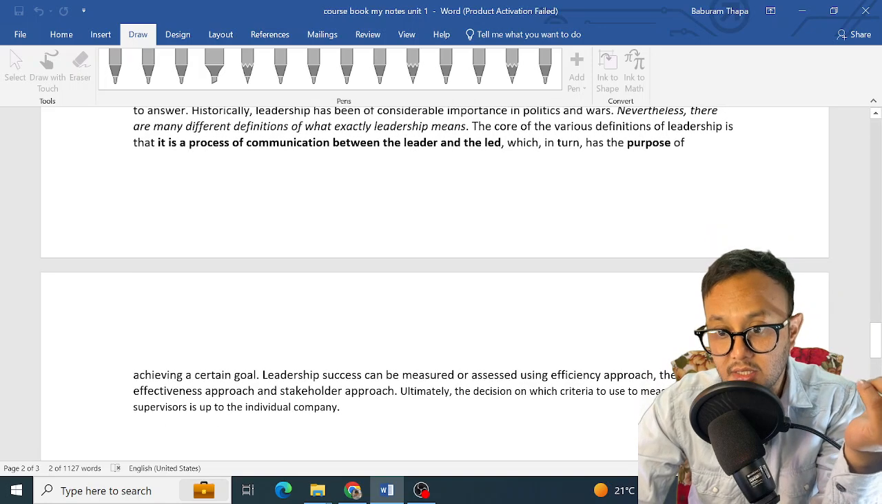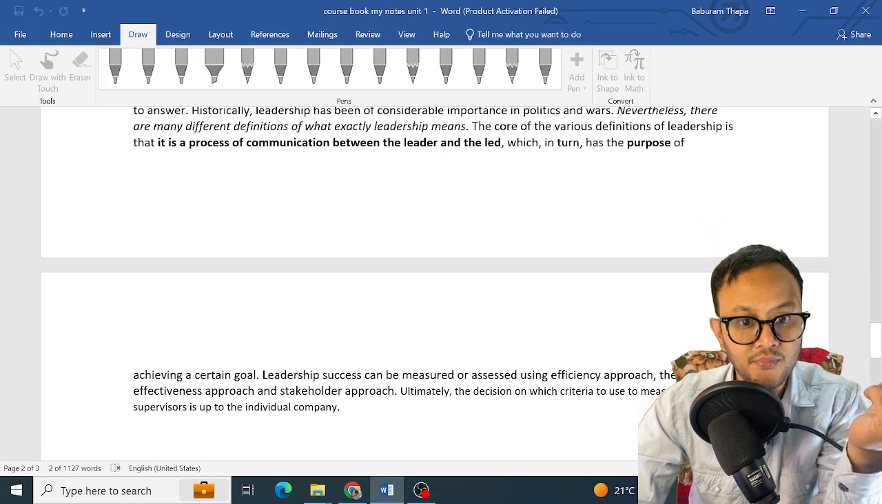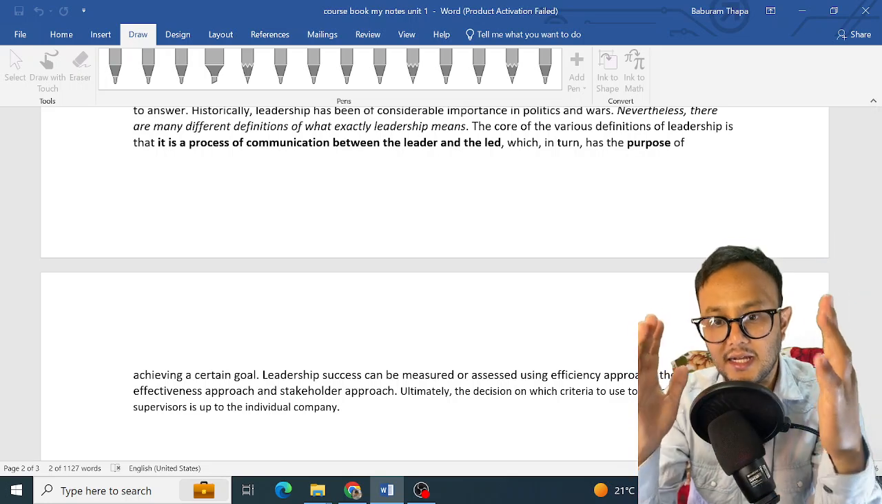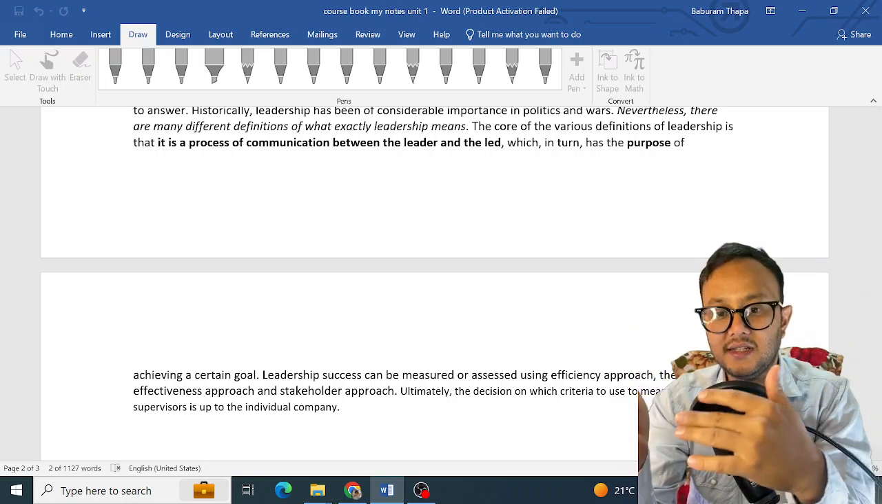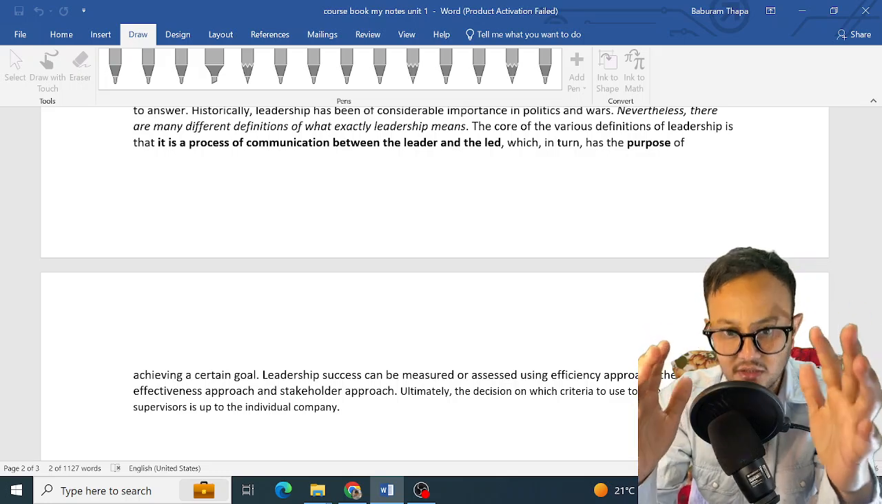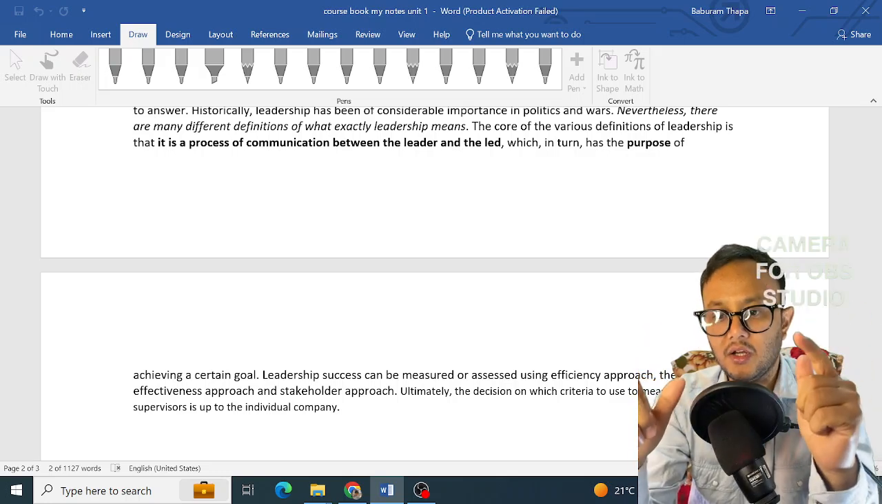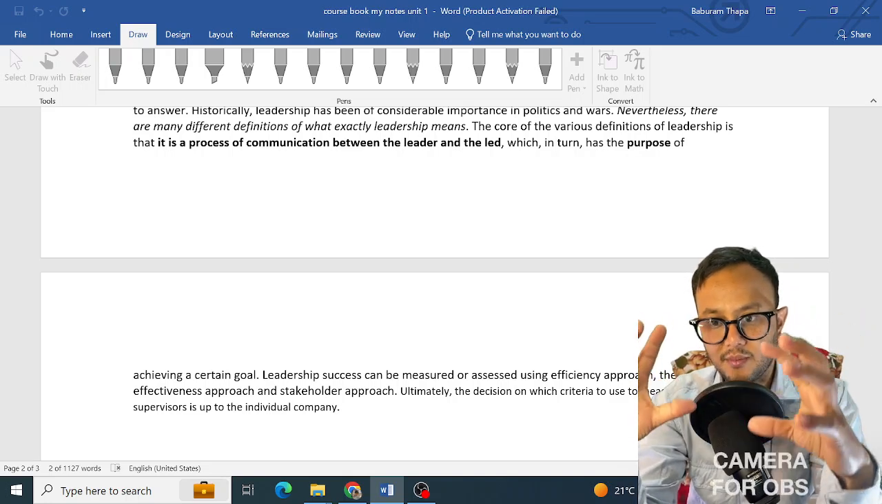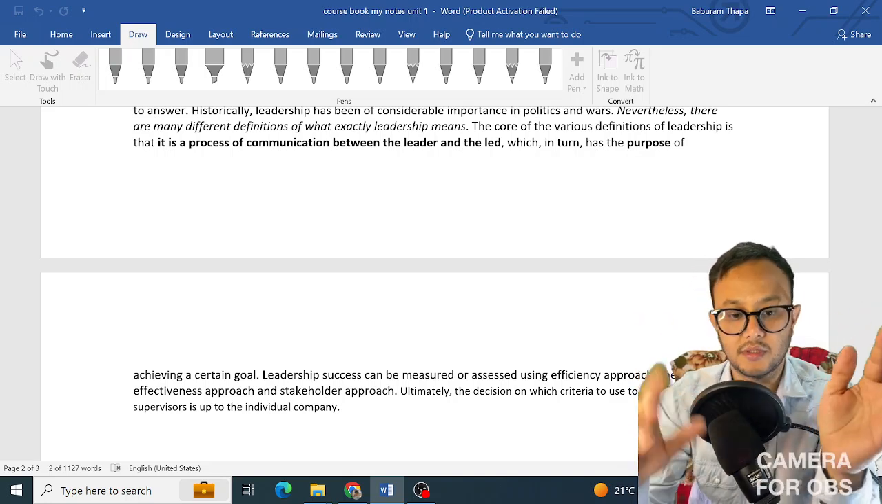The core of the various definitions of leadership is that it is a process of communication between the leader and the led, the employees, for example, which in turn has the purpose of achieving the central goal. That is the main purpose.